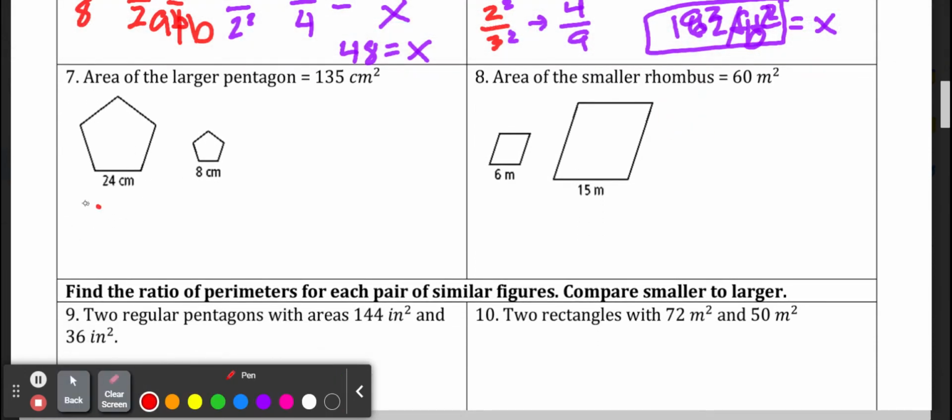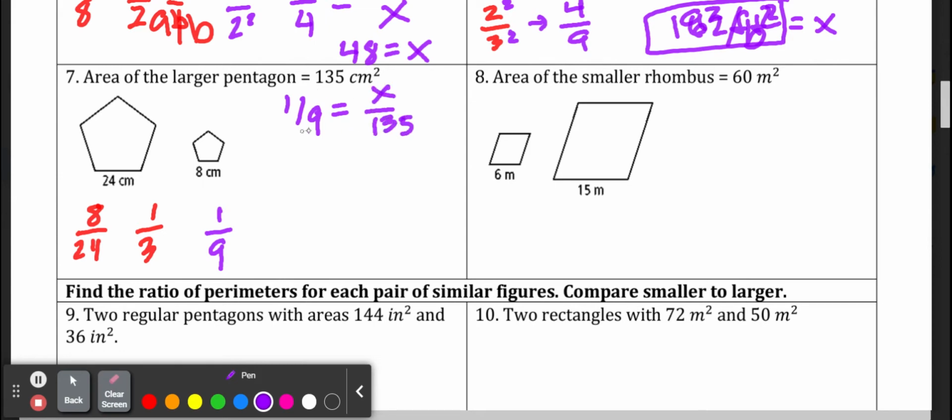Okay, so we have 8 to 24. That's going to reduce down, what goes into both of them, 8 does. That's 1 over what, 3? Yeah, I think 8 goes into it 3 times. And then my area ratio is going to be that squared, so it's just going to be 1 over 9. So we get 1 over 9 equals, and the larger is 135, so it's going to be x over 135.